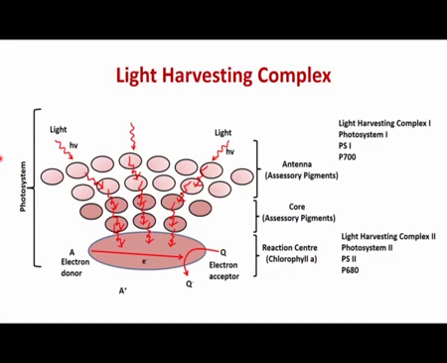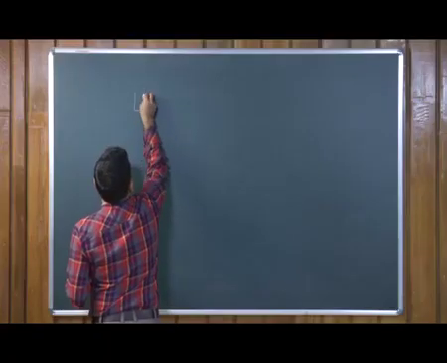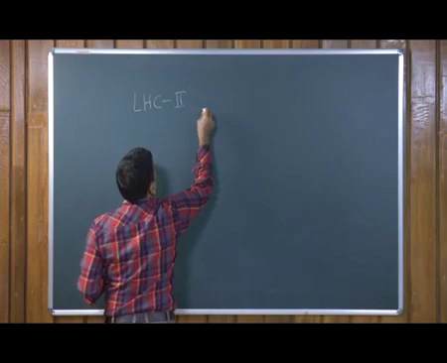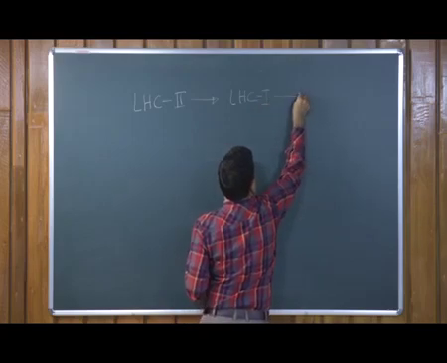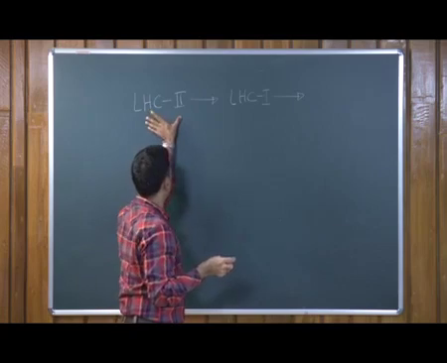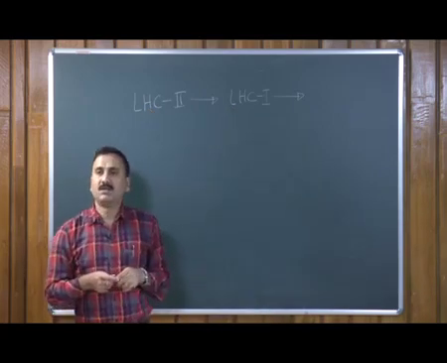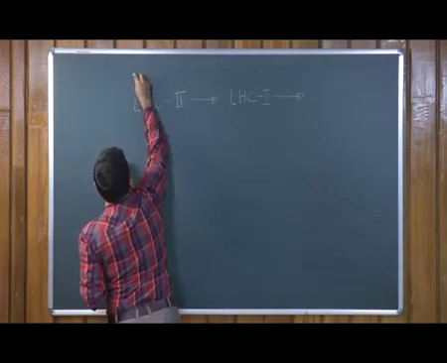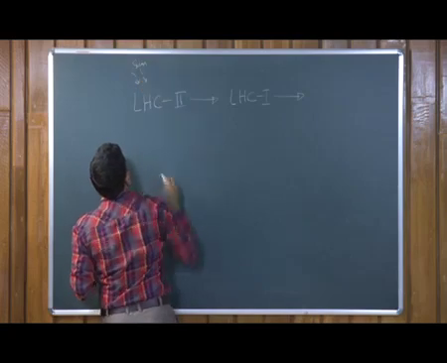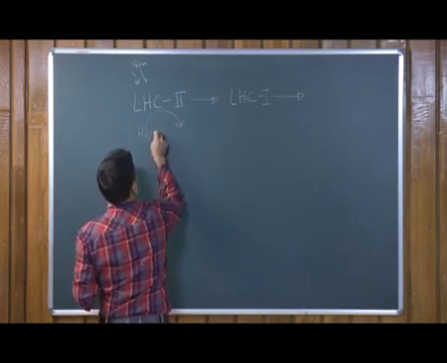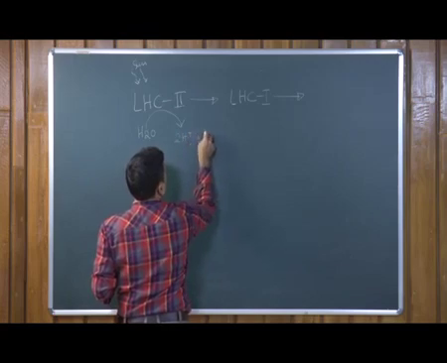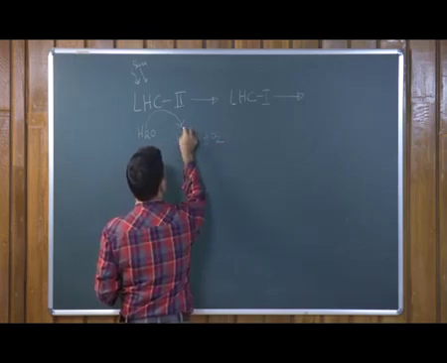So both of these light harvesting complexes are doing one basic process, and what is that basic process? These two, light harvesting complex 2 and light harvesting complex 1, are doing two basic functions. One, they are receiving the light from the sun, and then light harvesting complex 2 is splitting the water to release the proton as well as the oxygen.